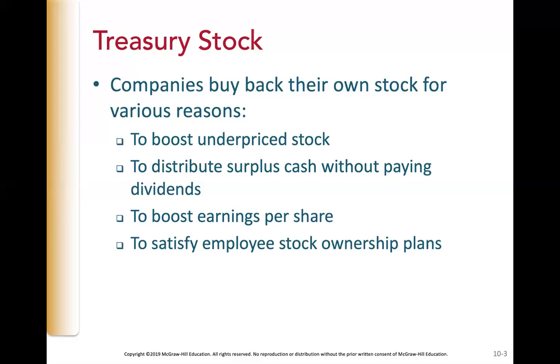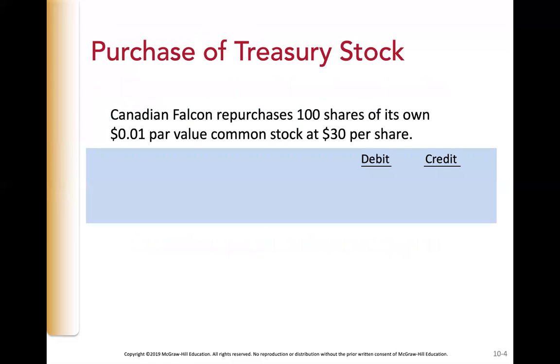To satisfy stock options, employee stock ownership plans. Another motivation for stock purchases is to acquire shares used in employee stock award and stock option compensation programs. So how do we account for treasury stock? Treasury stock is the purchase of a company's own issued stock.